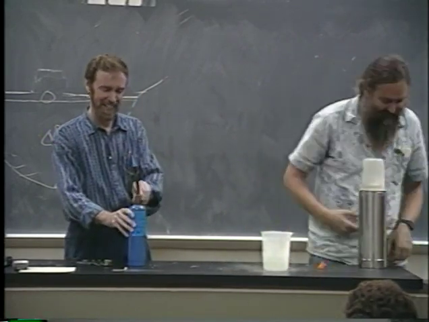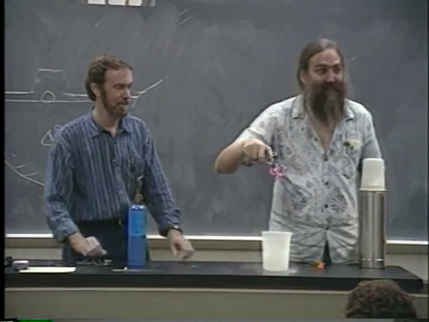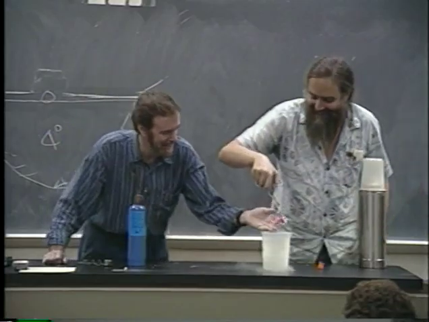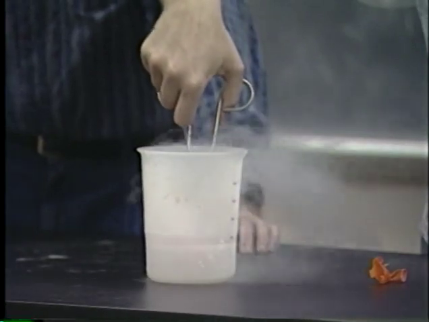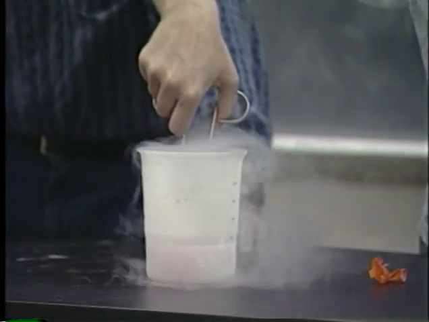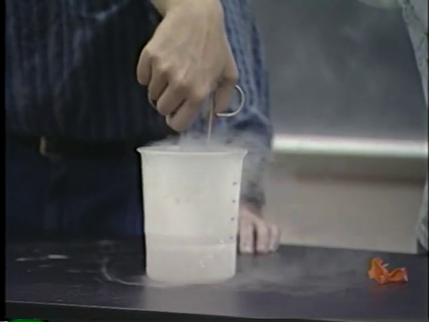Let's try the flower. This is a flower Ted found out in the ground. It's kind of nice and limp, right? Kind of limp, isn't it? Okay. Well, what happens if we slow those molecules down? Why does it fizzle like that? What's going on?